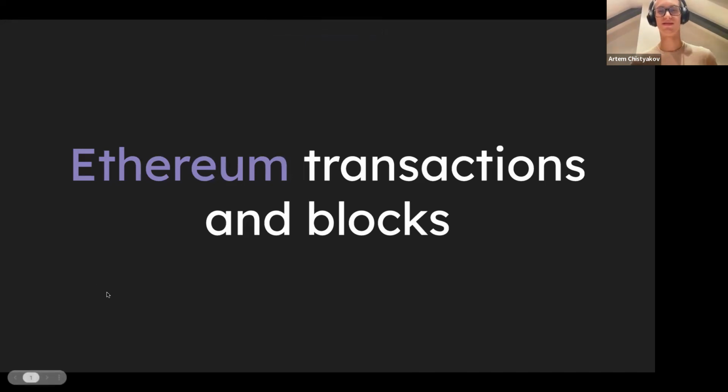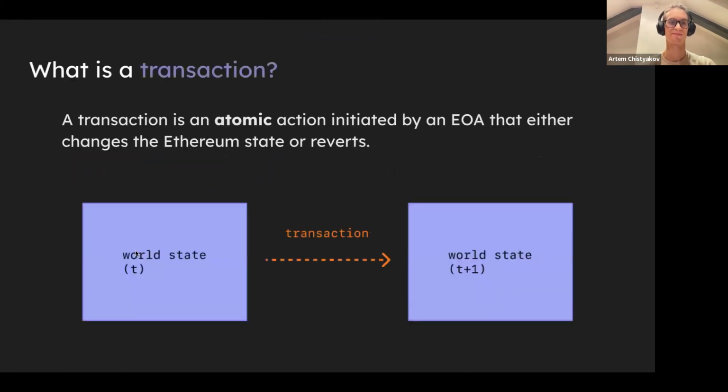Yeah, so today I'd like to talk about Ethereum transactions in blocks, how they are built, how they work, and so on. So let's start with transactions. First of all, what is a transaction? A transaction is an atomic action initiated by an externally owned account that either changes the Ethereum state or reverts. So what does it mean?